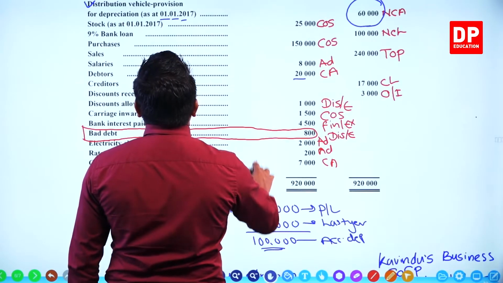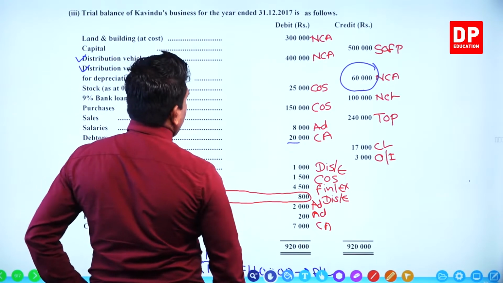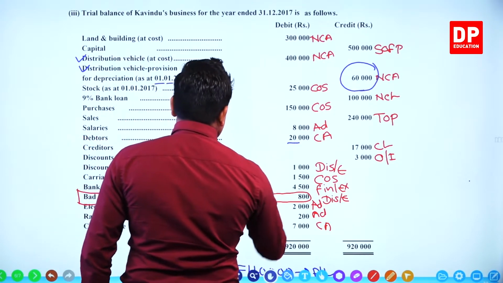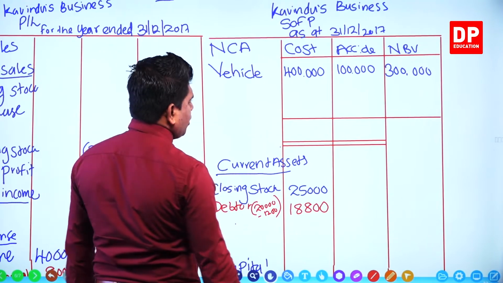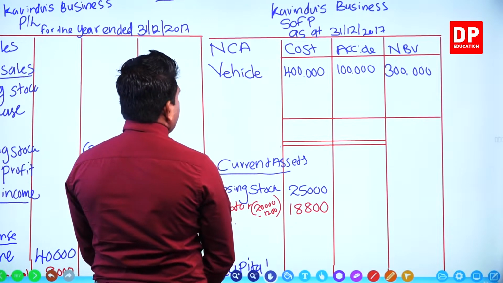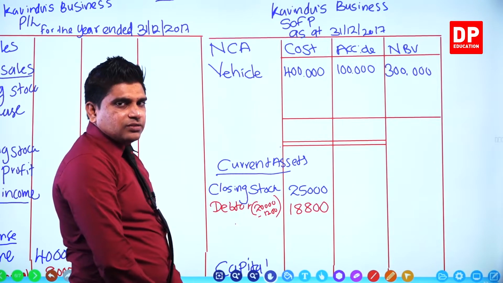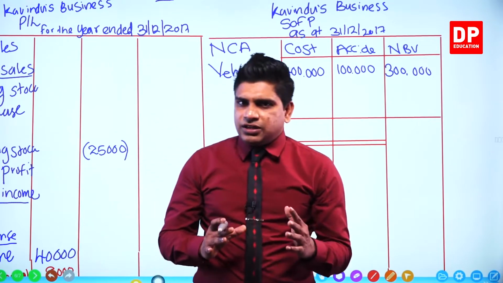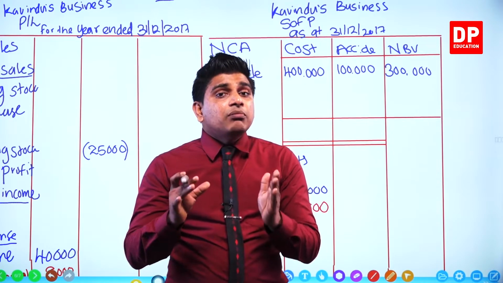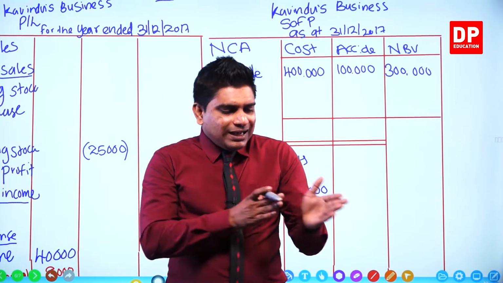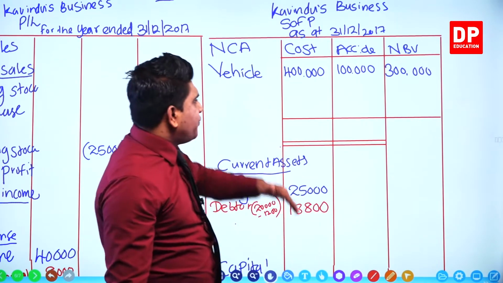Now, land and building 300,000. Remember when you write this, vehicle we wrote on the top, right? Land and building should come before this vehicle. Why? You know the liquidity. Liquidity means how long you take to convert a certain asset into cash with minimum losses. That time period is called liquidity. According to the liquidity, less liquid assets should come first.